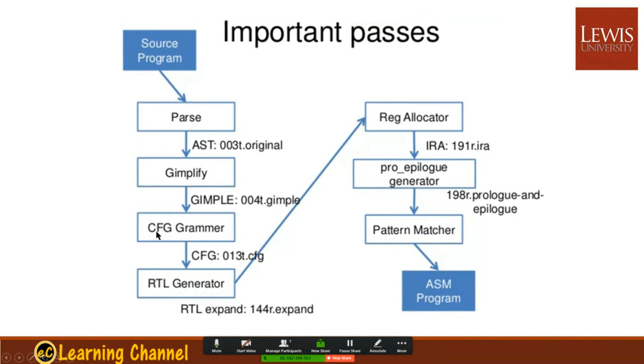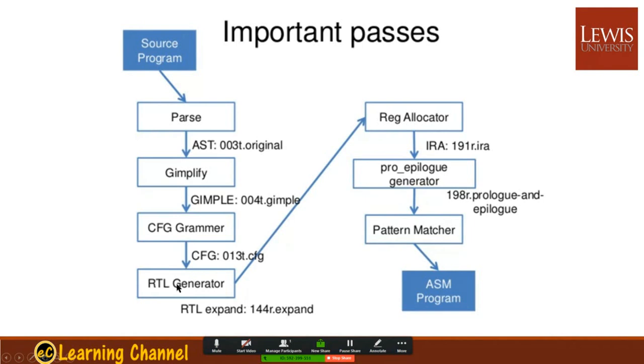This is called CFG. It's not context-free grammar. It's control flow graph. The two actually are very close, and I will explain the difference. But here it is actually control flow graph, not context-free grammar. So here be careful.